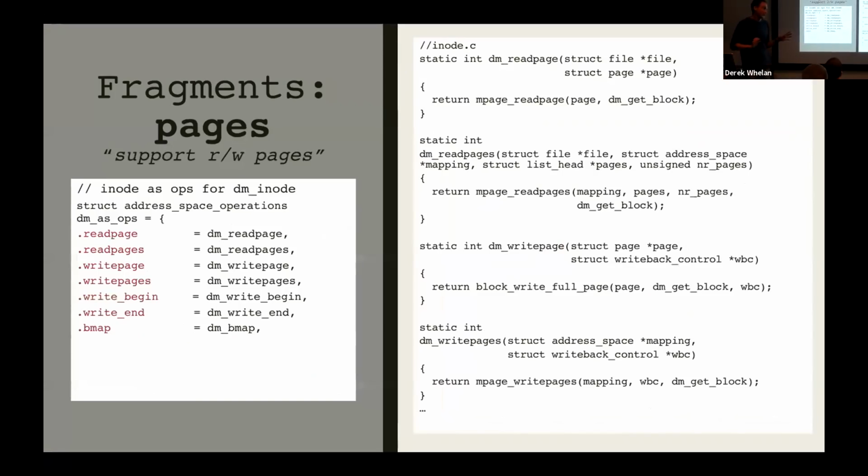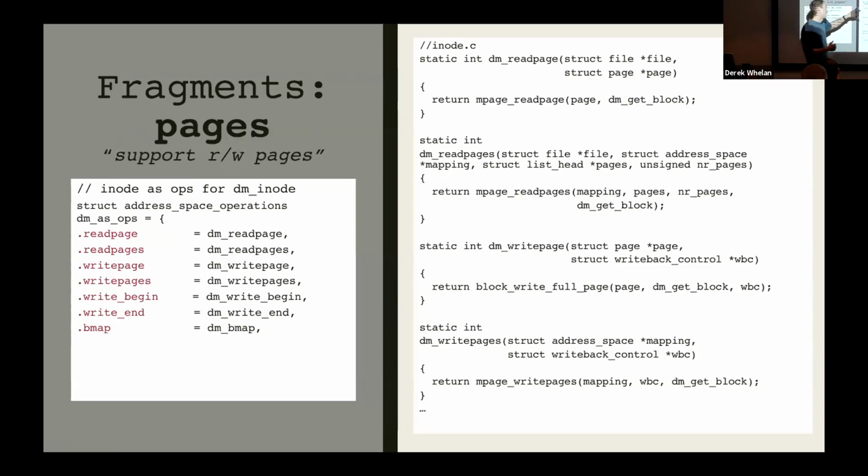But we need a few more things. We cannot just rely on the generic stuff. So we need to provide the methods for reading and writing pages, reading and writing a single page, multiple pages, write begin, write end. So basically those region writes and bmap, which is actually the method which, given the page, will give you the offset of this page inside the file. So it will go to the radix tree, find the page, calculate the offset, and bring you back the offset.